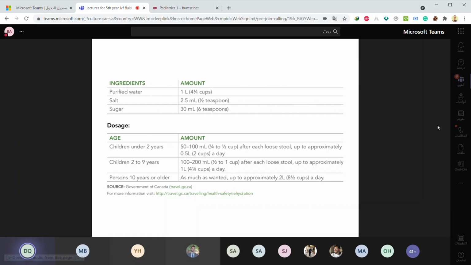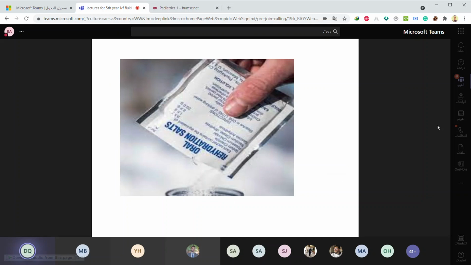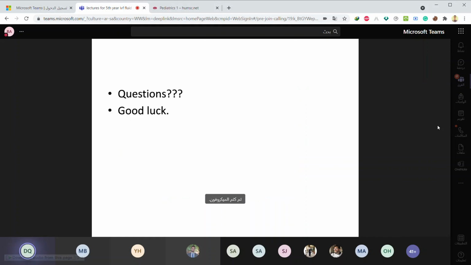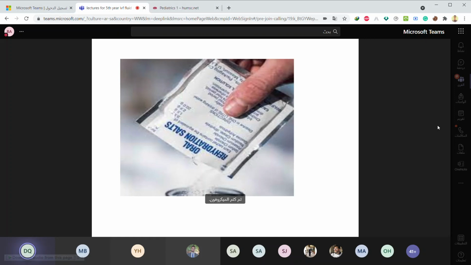More than 10 years, we can give as much as wanted, up to 2 liters per day, to replace the losses from diarrhea. This is the sachet of oral rehydration solution. It contains powder. The family or the parent will dissolve it in water and give it gradually to the patient, small amount over long time to prevent vomiting.